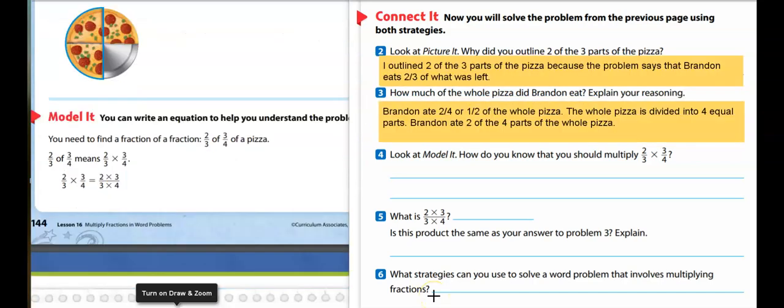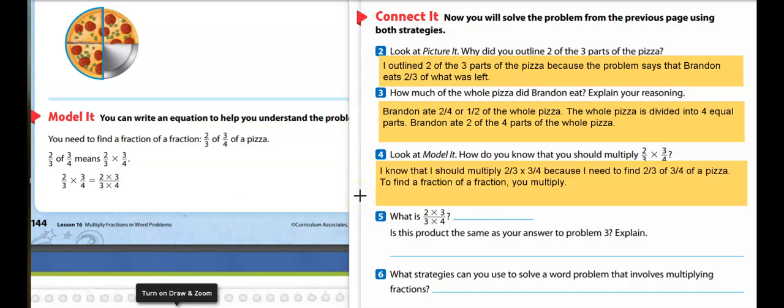Number 4, look at model it, which will be right here. How do you know that you should multiply 2/3 times 3/4? So you're going to look at this area right here, and you're going to tell us, how do you know that you should multiply 2/3 times 3/4? Write your answer in the space below. Your response should say, I know that I should multiply 2/3 times 3/4 because I need to find 2/3 of 3/4 of a pizza.